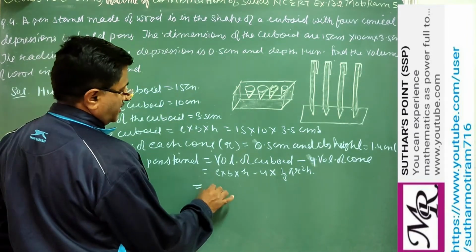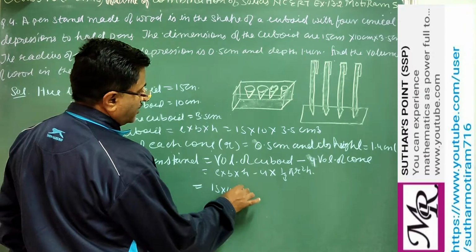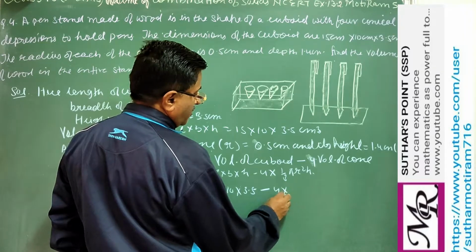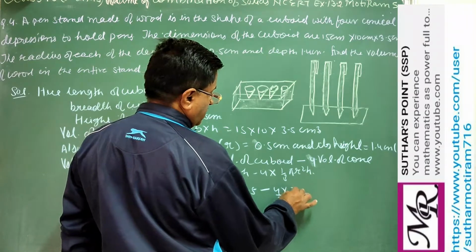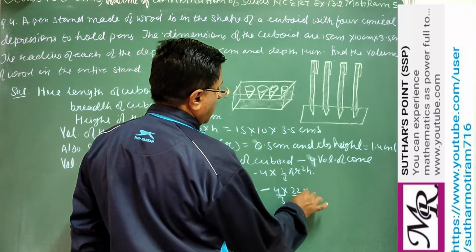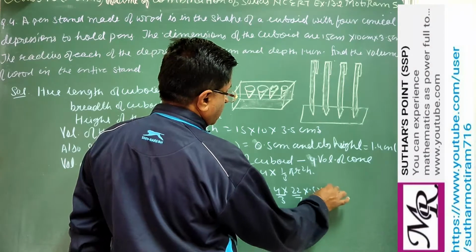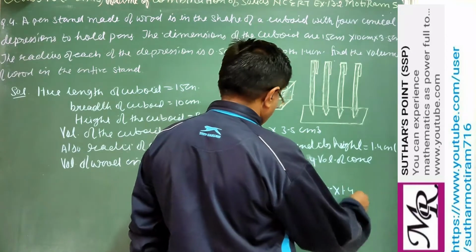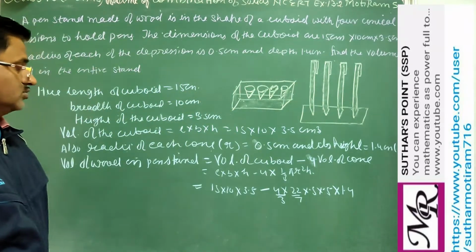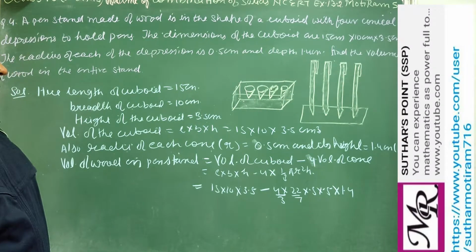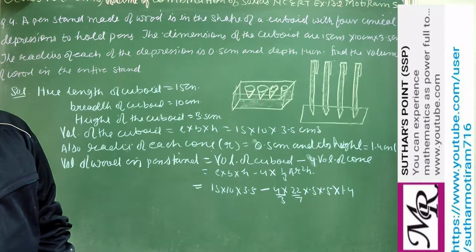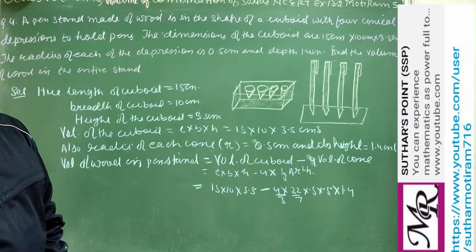So we write 15 into 10 into 3.5 minus 4 upon 3 into pi, that is 22 by 7, r is 0.5, 0.5 into h, that is 1.4. You may take some common if possible, otherwise you have to directly multiply and simplify. Clear?